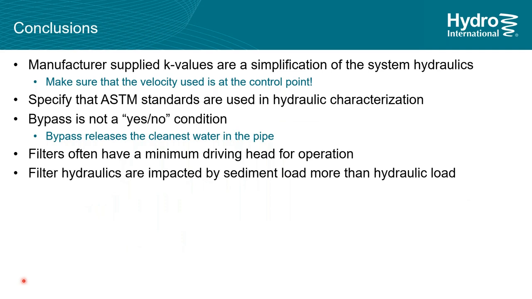So we've reached the end of the presentation. A few conclusions for you here. Manufacturer supplied K values are really convenient. They are kind of a simplification of system hydraulics. So make sure that you understand when you're using that K value that you're using it at the right point, that you're not using a K value from bypass flow rates in a pre-bypass condition or something like that.